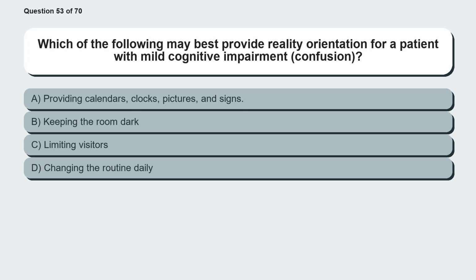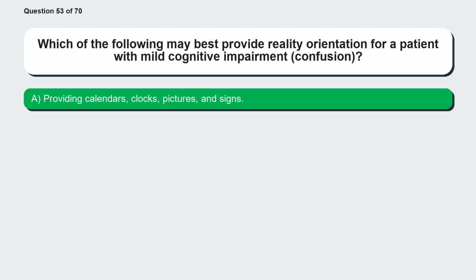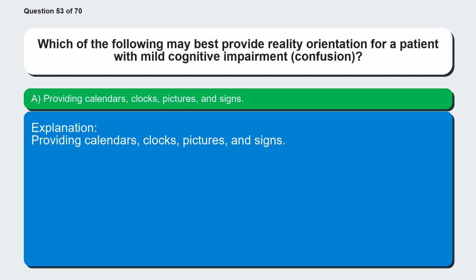Question 53. Which of the following may best provide reality orientation for a patient with mild cognitive impairment, confusion? Option A, providing calendars, clocks, pictures, and signs. Option B, keeping the room dark. Option C, limiting visitors. Option D, changing the routine daily. The correct answer is option A, providing calendars, clocks, pictures, and signs.